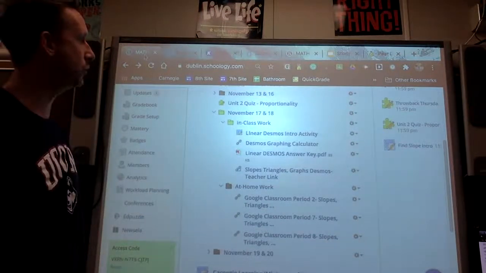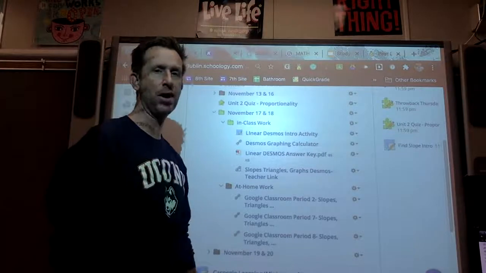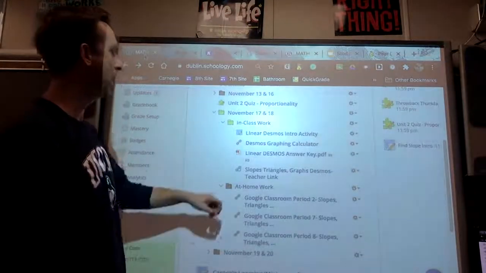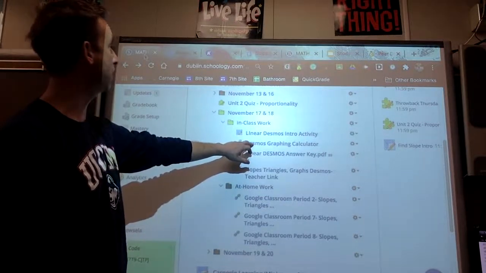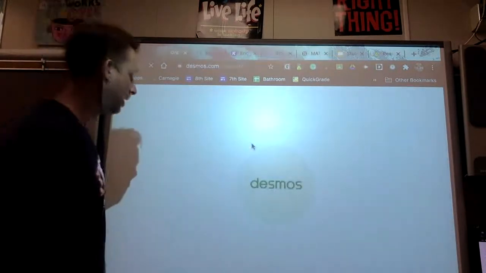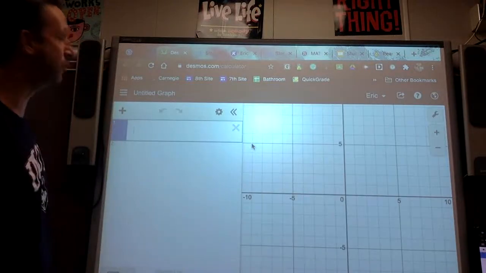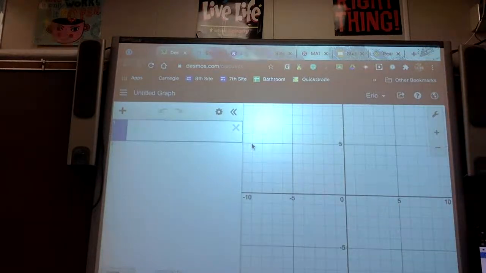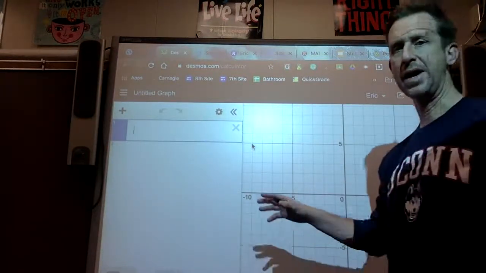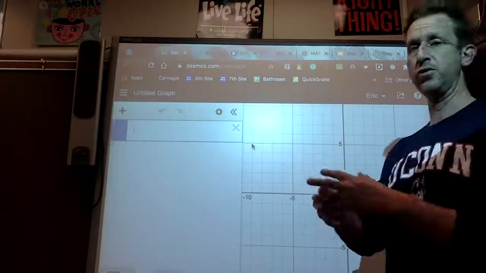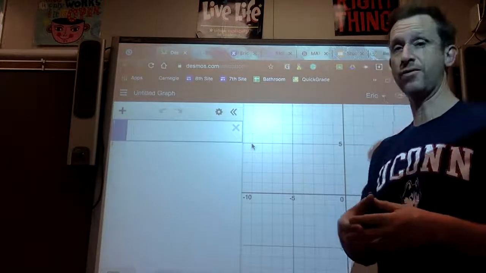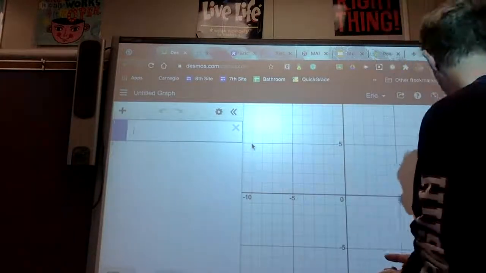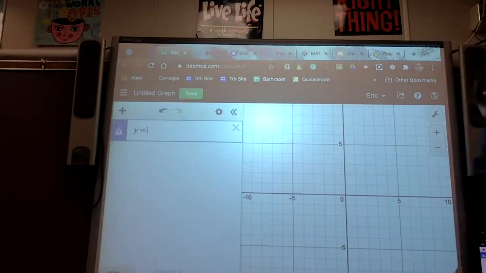In classwork, we started off with this linear Desmos intro activity, which again goes into this idea of creating slopes based on equations. We did have a Desmos graphing calculator up, and I'm going to put that up there real quick for you guys. This Desmos thing allows us to put equations in, and with those equations, we're able to see what happens. Next year, you're going to be getting a new calculator. It's like a $130 calculator. It's all for graphing. This does the same thing on Desmos, but you're going to want that handheld one prior to that. So I'm going to put an equation right here.